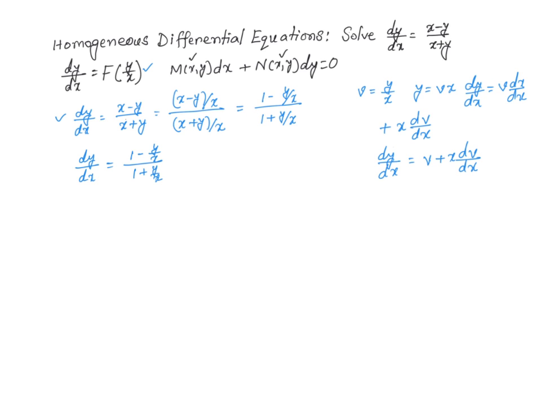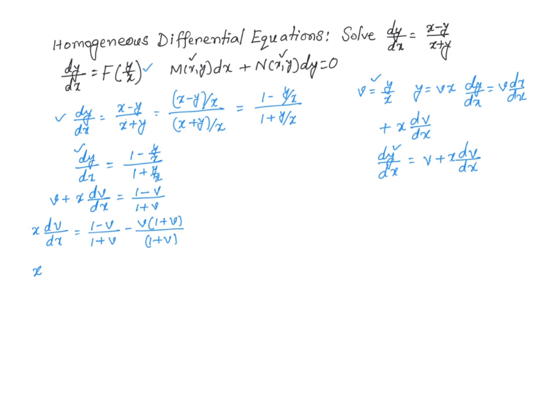Now dy over dx, which is this, and this is the same, so I'm going to substitute the value v plus x times dv over dx. And our assumption was that v is equal to y over x, so that's going to make the right hand side (1 minus v) divided by (1 plus v). And let me go ahead and simplify it further. So x dv over dx is going to be (1 minus v) divided by (1 plus v) minus v, right? Minus v. So I'm going to multiply and divide it by 1 plus v to have the common denominator, 1 plus v.